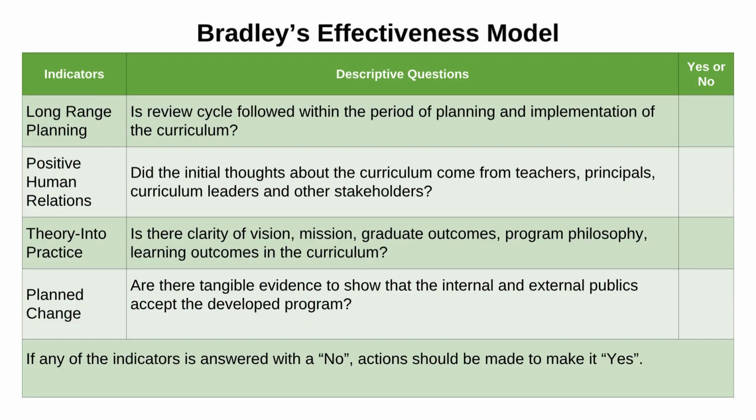These examples illustrate how you can evaluate each indicator in Bradley's effectiveness model. Each evaluation step involves a combination of document review, direct observation, surveys, interviews, and feedback from key stakeholders to ensure the curriculum is effective and relevant.